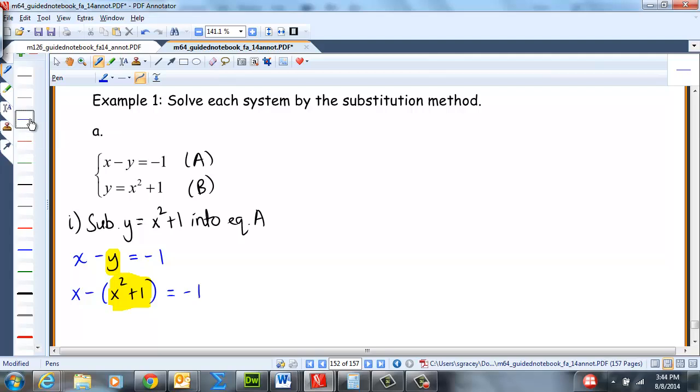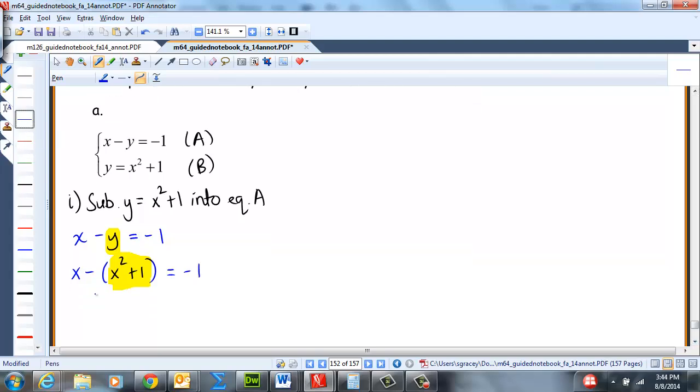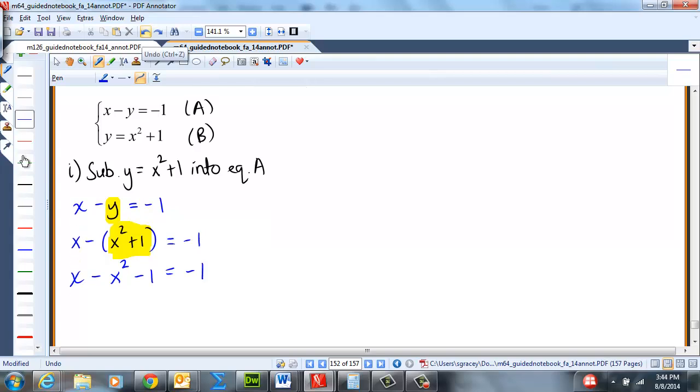Okay, so now we will have x minus x squared minus 1 equals -1. So if I get everything on, actually, why don't we just bring that -1 over? If I add 1 to both sides, I'm going to end up getting x minus x squared is 0.